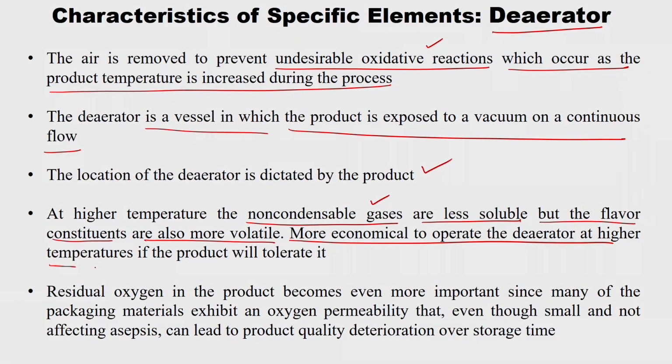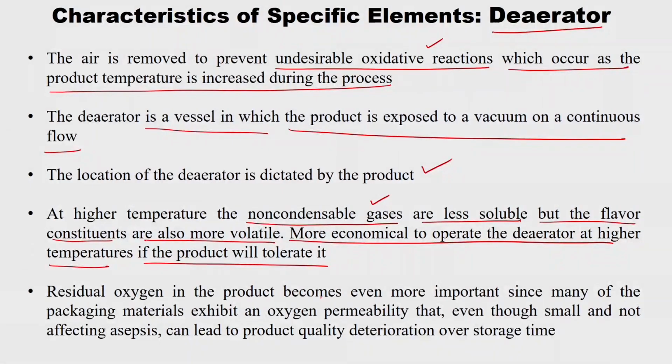So, this is the optimization, right. I need to do it at high temperature, but that temperature should not be high enough to volatilize the flavor constituents. So, it is more economical to operate the deaerator at high temperature if the product will tolerate it. So, it is based on the product. If I am able to manage my flavor constituents at that temperature, then I will do it at high temperature only, maybe after the final heater as well.